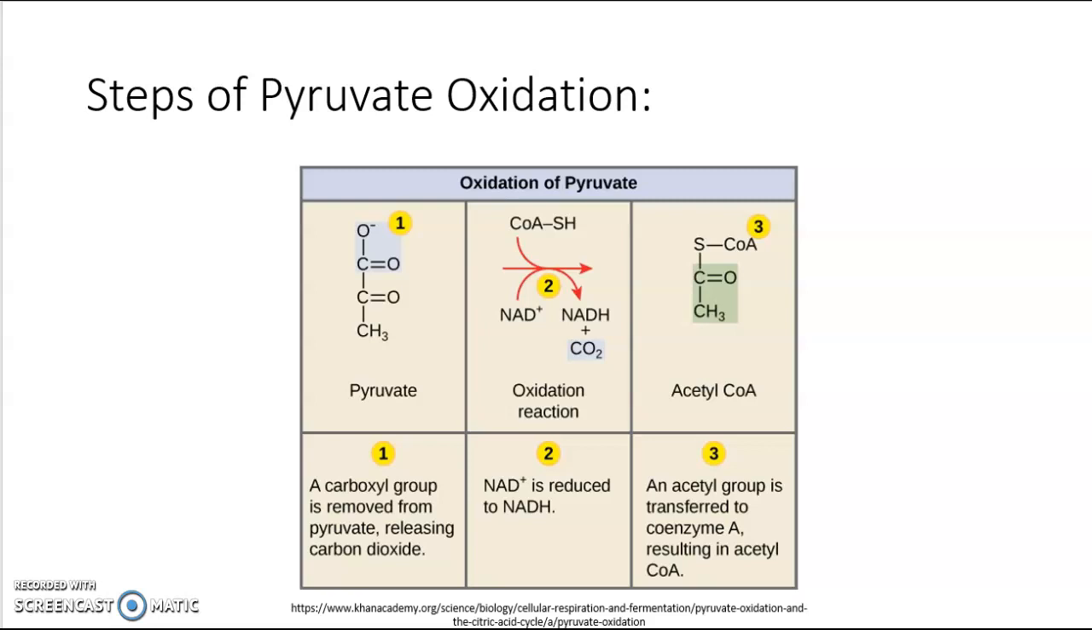In step 2, we see that electrons are transferred to NAD+, meaning NAD+ is reduced to NADH, which will then be used by the cell to produce ATP. In step 3, an acetyl group is transferred to coenzyme A to produce acetyl CoA.